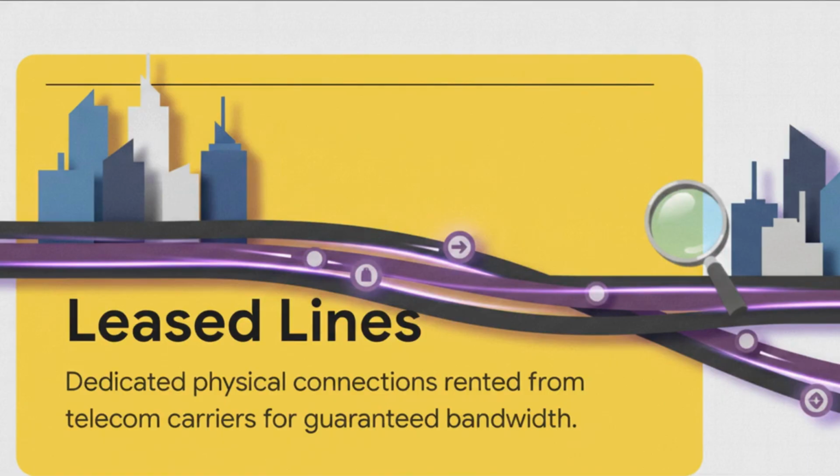Now, while MPLS handles private routing, leased lines take performance to the ultimate physical extreme. You're literally renting a dedicated physical point-to-point connection, like dark fiber, straight from a telecom carrier. You're not sharing this line with anyone else. It's your own private highway. This is the absolute gold standard for places like high-frequency trading firms or massive data centers, where guaranteed bandwidth and near-zero latency are just totally non-negotiable.